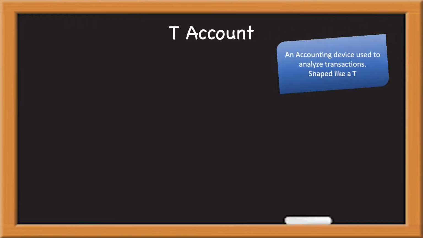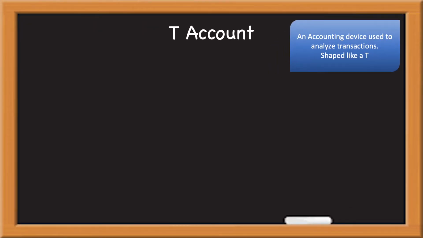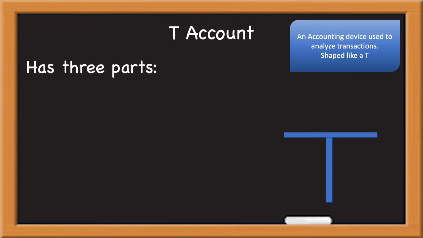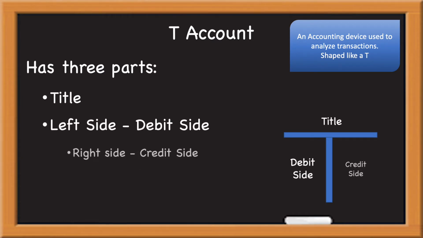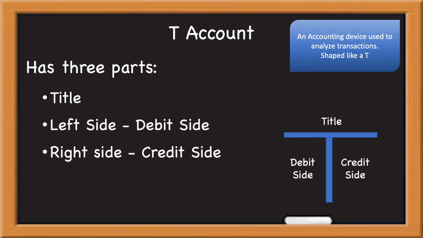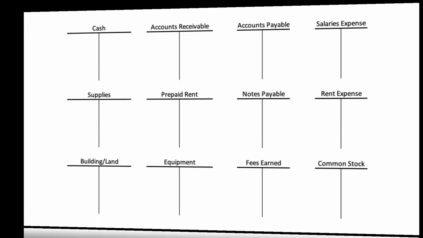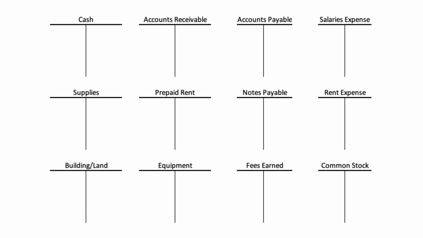A T account is an accounting device used to analyze transactions. It's called a T account because it's shaped like a T. A T account has three main parts: a title, the left side also known as the debit side, and the right side also known as the credit side. A business will have multiple T accounts. Here are just some examples of T accounts you might find at any business.